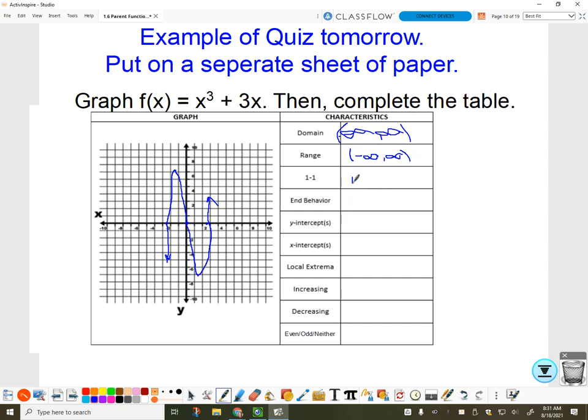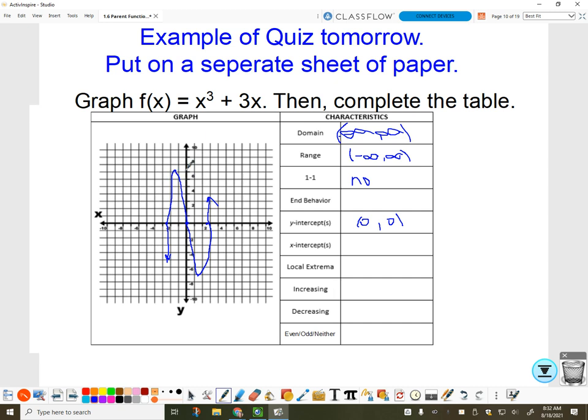Alright, it is not 1-to-1 because all of these points would not pass a horizontal line test. In behavior, I'm going to say it, not necessarily write it. So as x approaches infinity, so as we move to the right, we go up. So we would have y approaches infinity. As x approaches negative infinity, y is going to approach negative infinity. Y-intercept is only at 0, 0. Your x-intercepts are going to be all three of these points that you got with your calculator. So 0, 0 is 1, and then you have these other two. So there should be 3 ordered pairs there. This ordered pair, the 0, 0, and this ordered pair that we found.